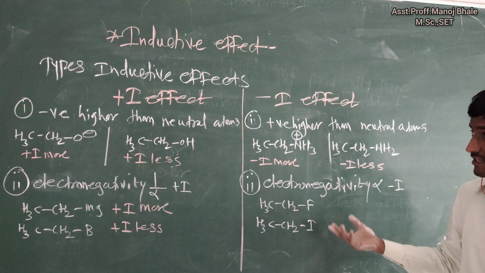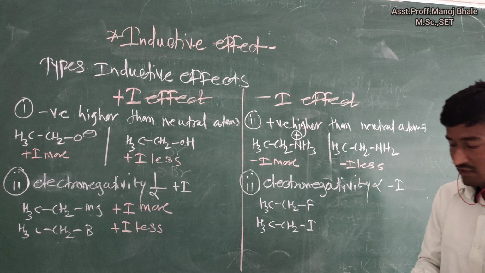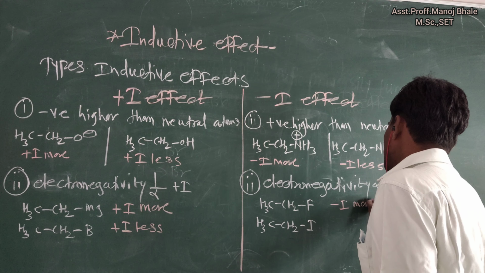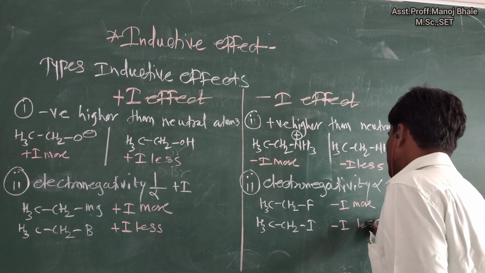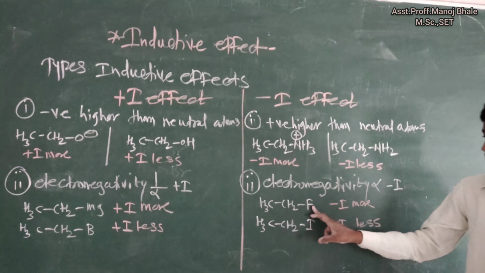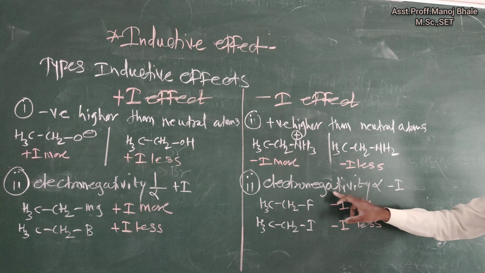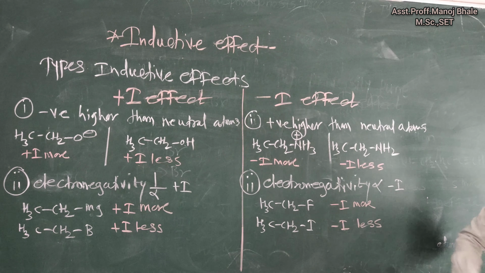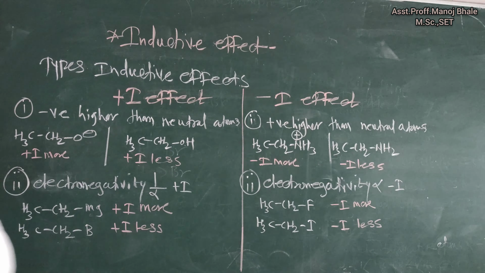So in which example is the minus I effect greater? Obviously in the first example. In the first example the minus I effect is more as compared to the second example, and the minus I effect in the second example is less. Fluorine is more electronegative, so the minus I effect is also more, because electronegativity and minus I effect are directly proportional, as given. Okay, so this is about the second point we are seeing.